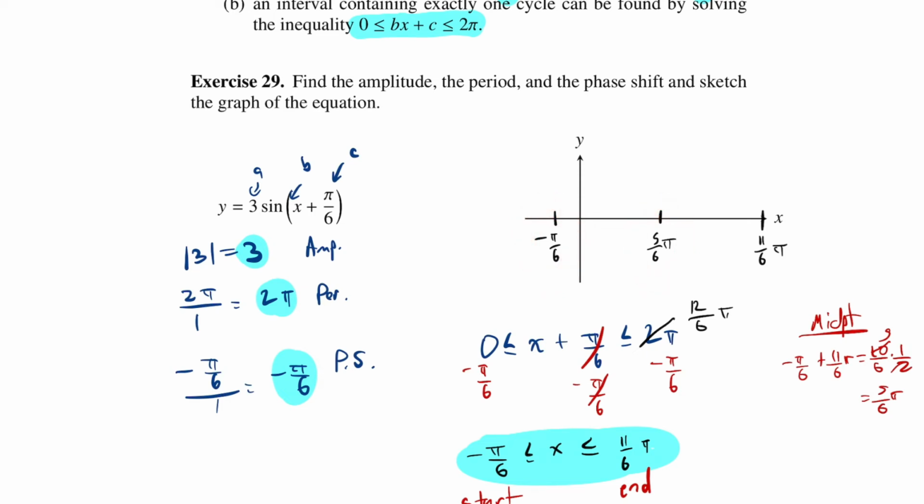And you end up with 4/6. Multiply by a half, that's the same thing as dividing by 2. And you're going to get 1/3. So that's going to be 1/3 pi.